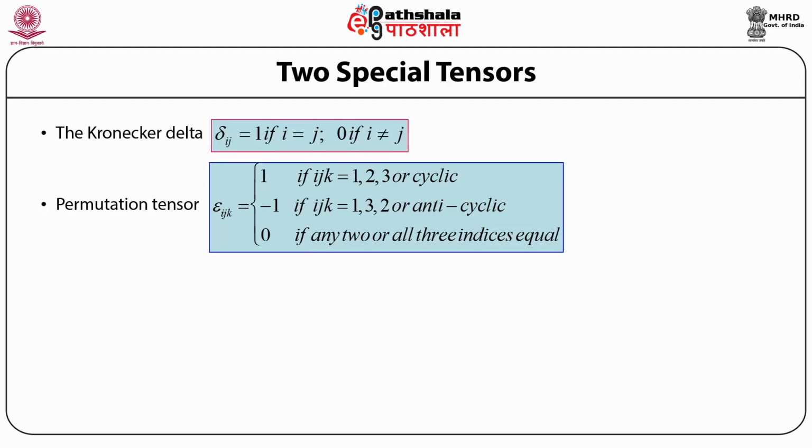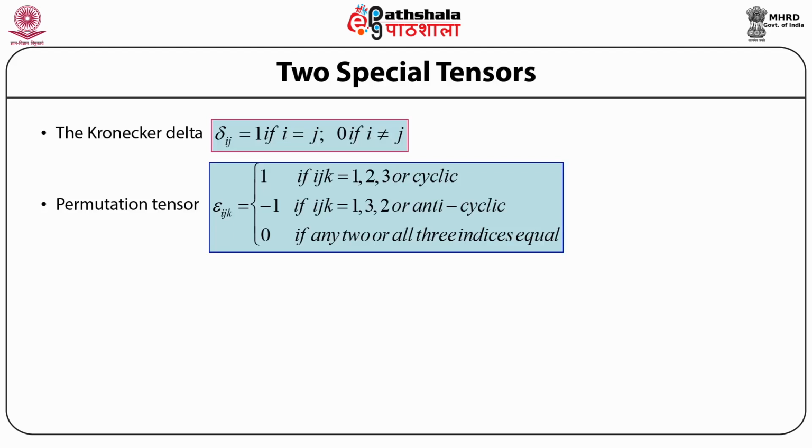This is equal to 1 if the i, j, k indices take the value 1, 2 or 3 or a cyclical combination of these three numbers. That is, i, j, k can take the values 1, 2 and 3 respectively, or can take the values 3, 1 and 2 respectively, or can take the values 2, 3, 1 respectively.